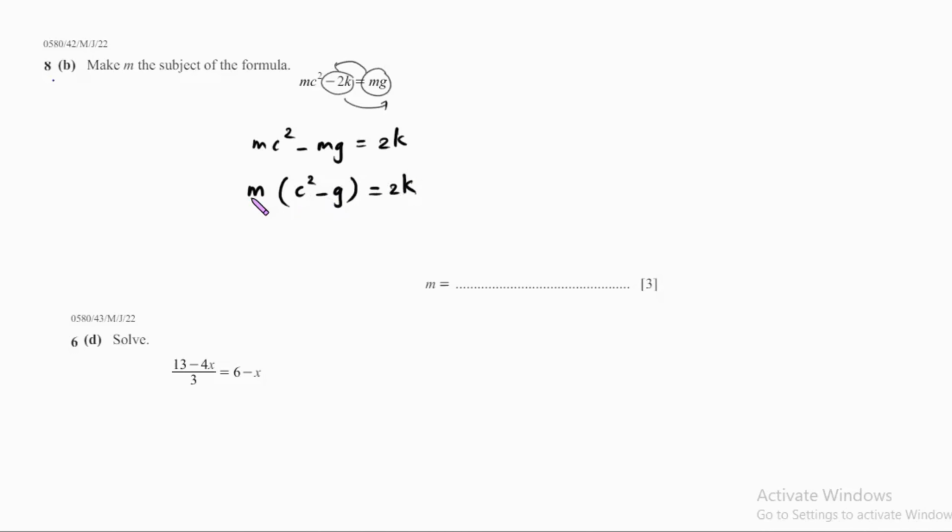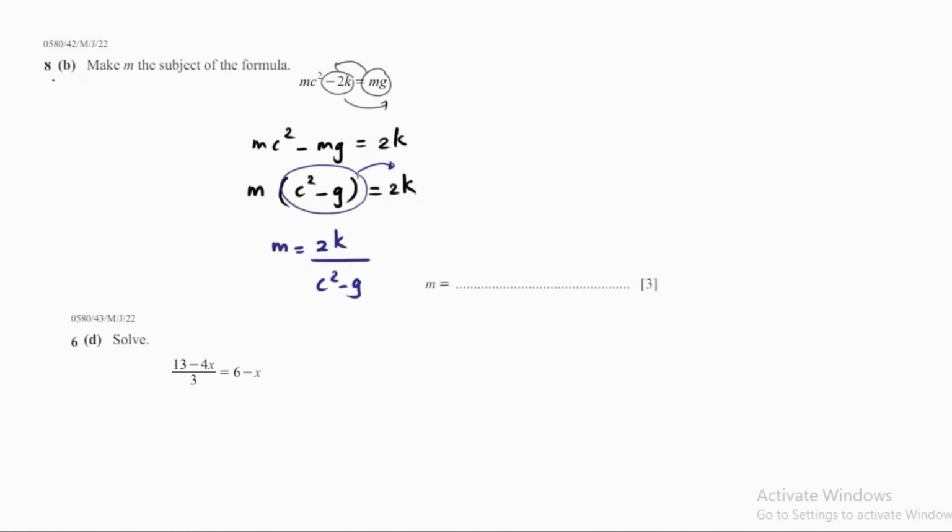Now, to make m the subject, I need to take this c squared minus g to the other side. It gets multiplied with this m. So when I take it to the other side, it gets divided, which means this m is equal to 2k over c squared minus g. So this is how we make m the subject.